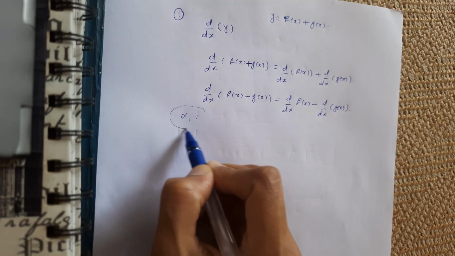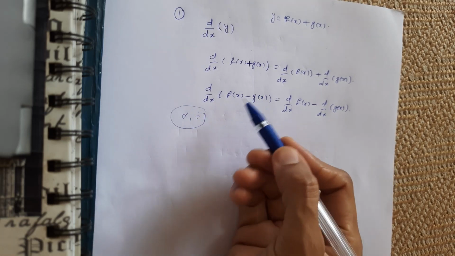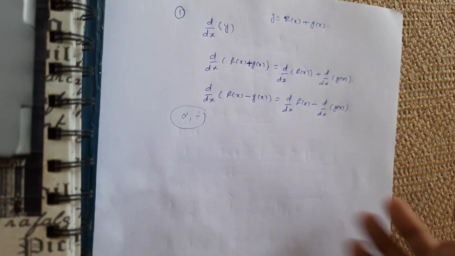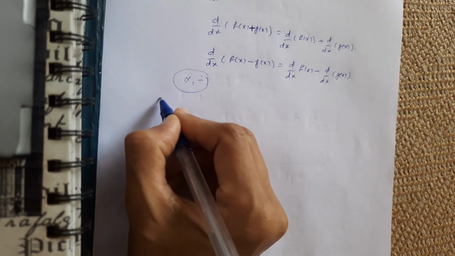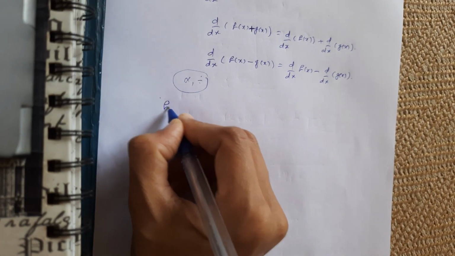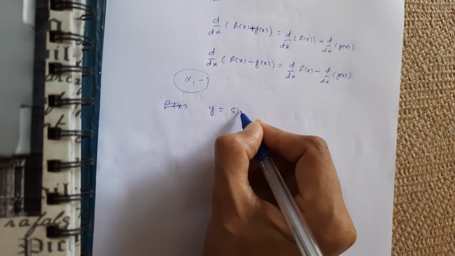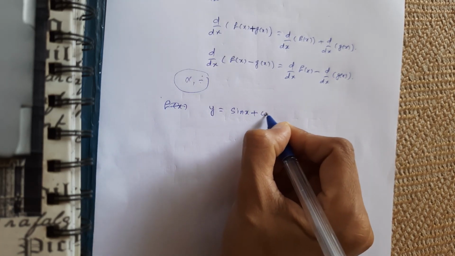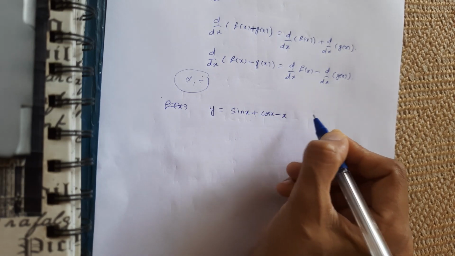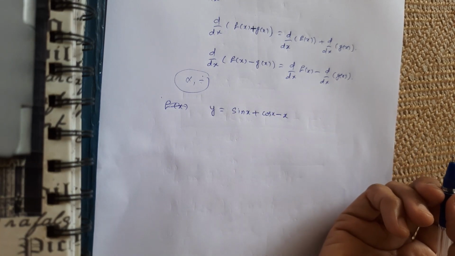Multiplication and division, these two rules we are going to discuss after this discussion. So for example, I have a question: find the derivative of f of x or y equal to sin x plus cos x minus x. Okay, this is the function.